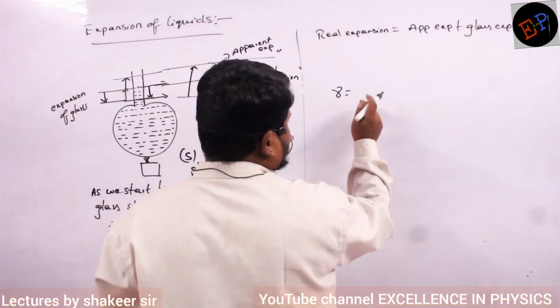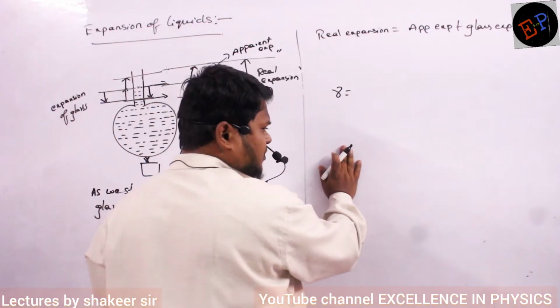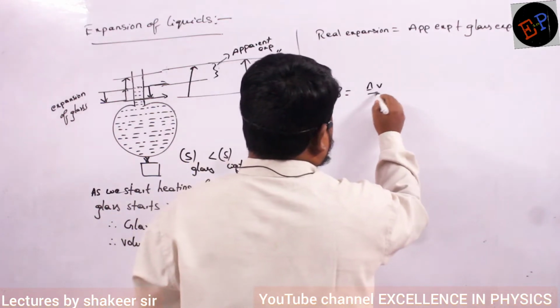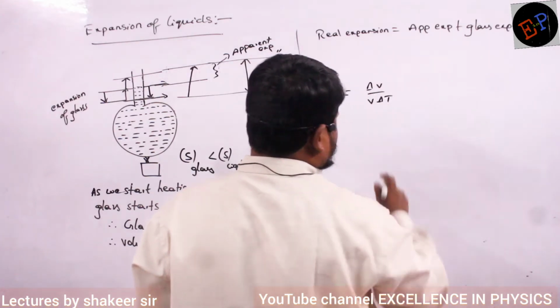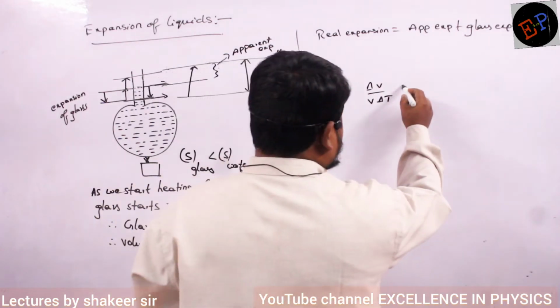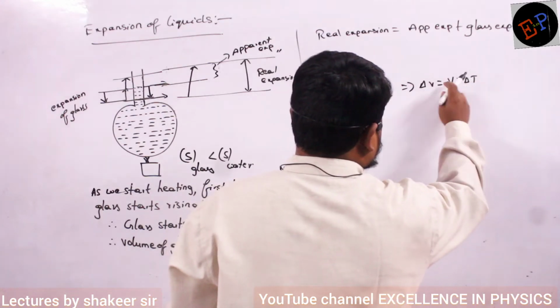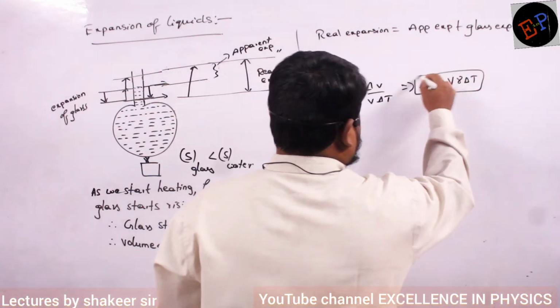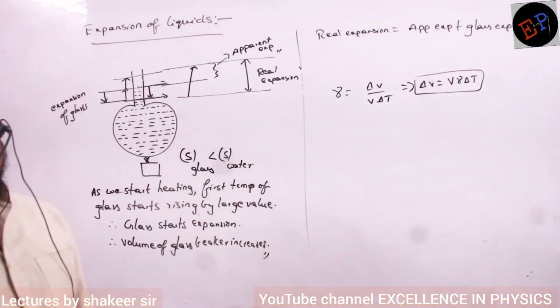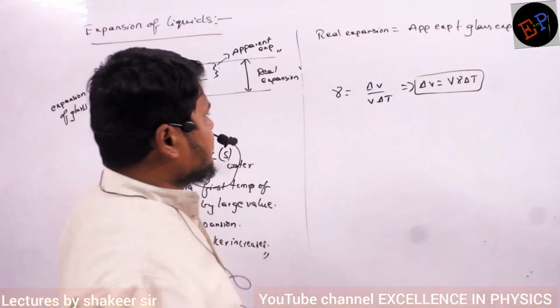Okay. And delta V already we have studied. For example, what is gamma value? Coefficient of volumetric expansion. Delta V divided by V delta T. This is the equation, no? So therefore, what is delta V? Delta V is equals to V gamma delta T. This is the relation. Already we have studied, no? Substitute in the above equation.